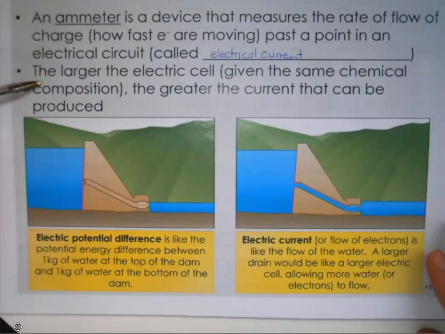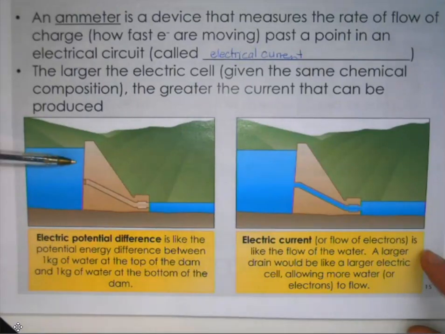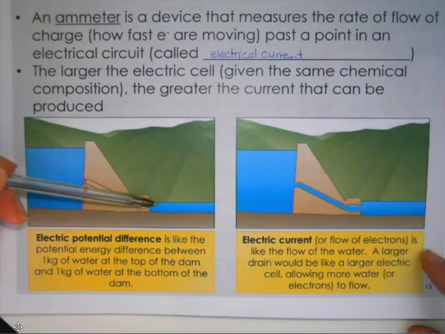So there are differences in the size of batteries and how much power they can generate. Here are some analogies again. Electric potential difference, so that's our voltage, is like the potential energy difference between 1 kilogram of water at the top of the dam and 1 kilogram at the bottom of the dam.